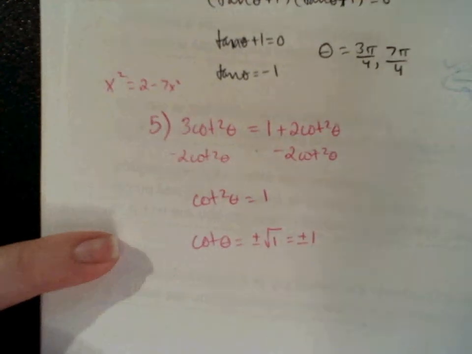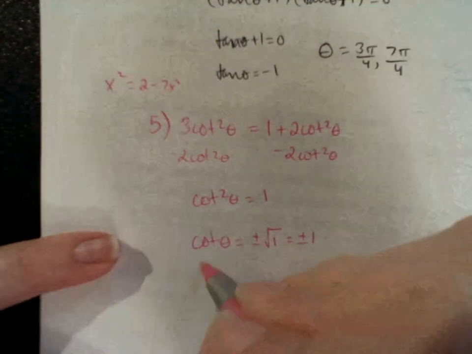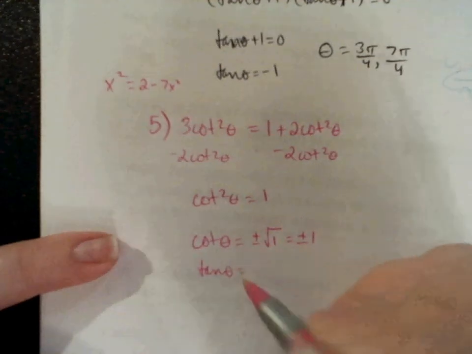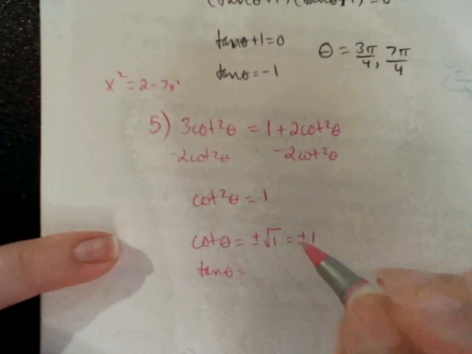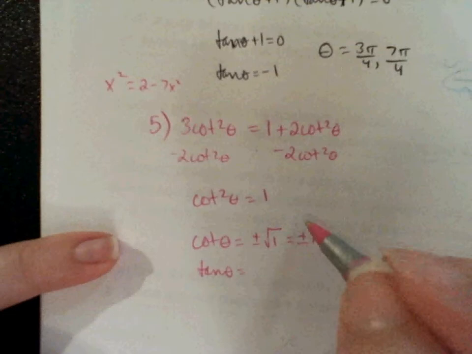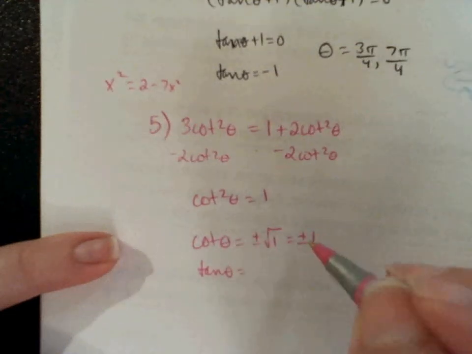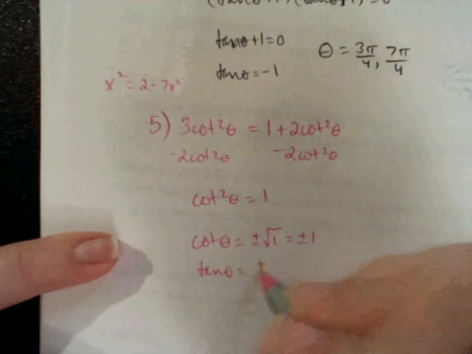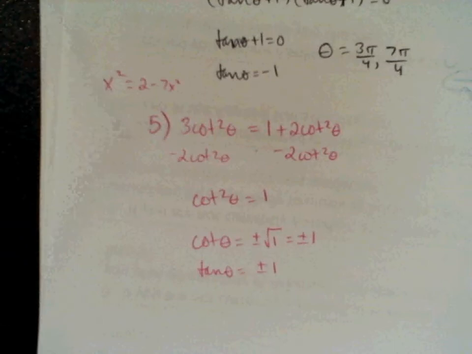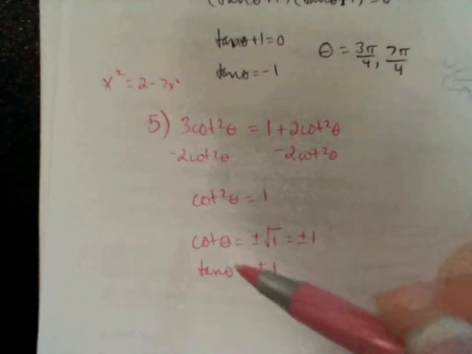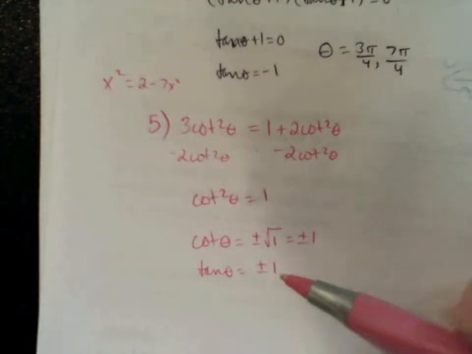Now, I don't tend to look for cotangents on the unit circle. I tend to look for the reciprocal, tangent. So remember that if cotangent is 1, then tangent is 1 over 1. If cotangent is negative 1, then tangent is 1 over negative 1. So it's still just plus and minus 1. So I need all the answers when tangent is both positive and negative 1.